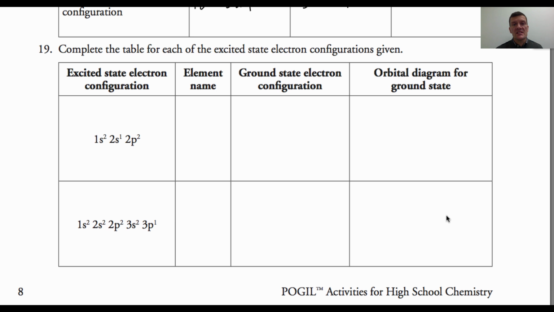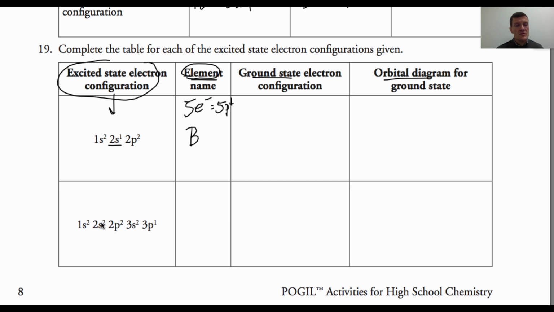Complete the table for each of the excited state electron configurations given. So now they're telling us here, this is an excited state. We're going to say the element, we're going to put the ground state, and the orbital diagram for ground state. So we know this is excited because this 2s didn't get full or filled before the 2p did. All we do to name the element is count the number of electrons, and that's going to be the same as the number of protons, and that's your atomic number. So we've got 2, 3, 4, 5 electrons, that is boron. And 5 protons also, okay?